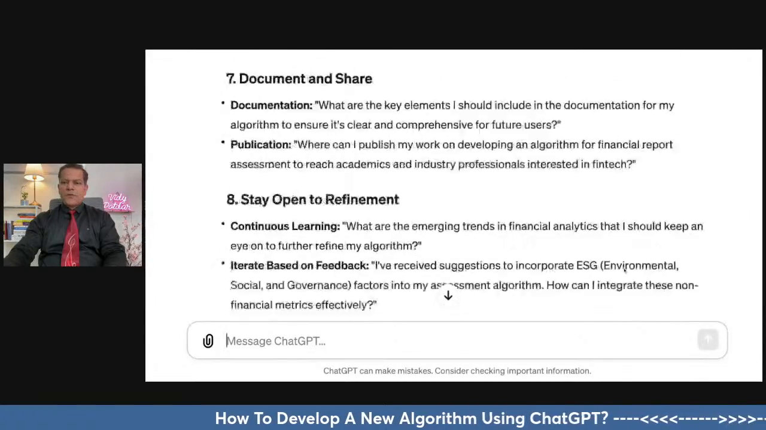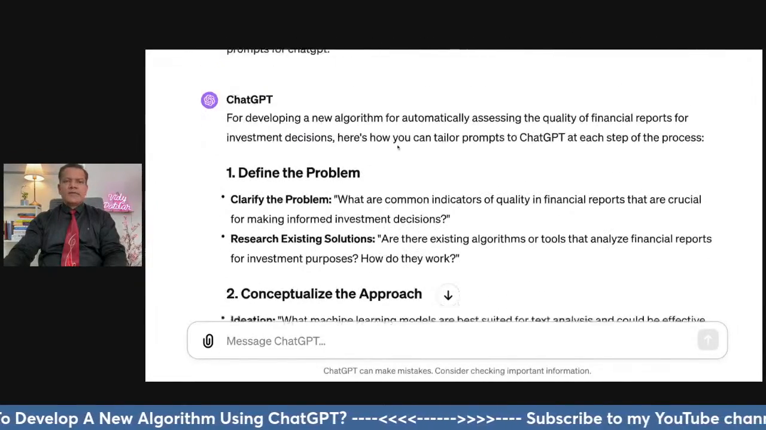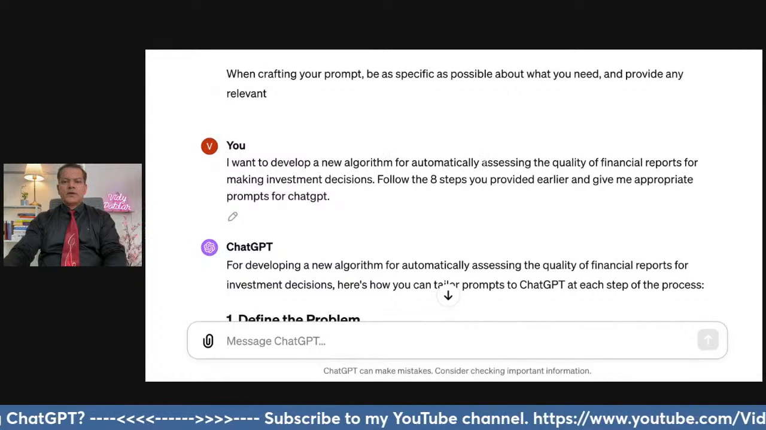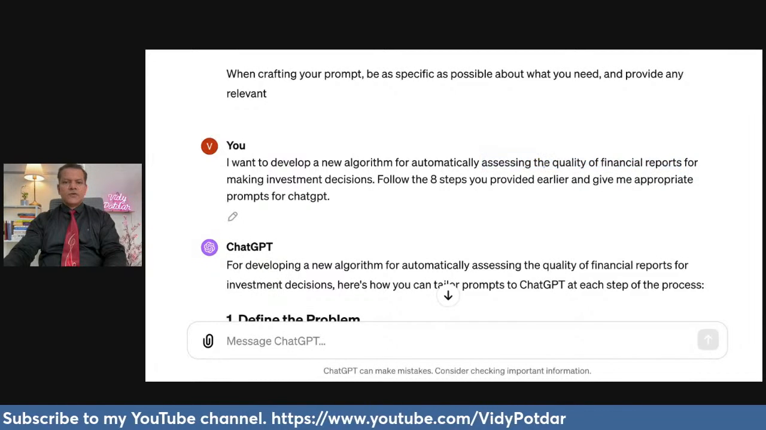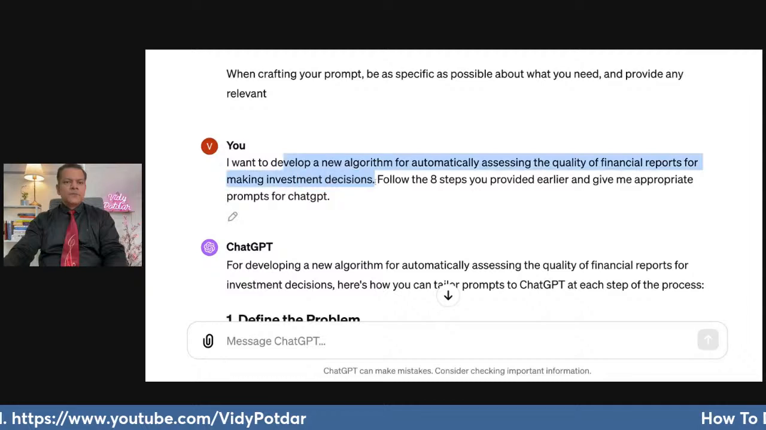Okay, so this seems to have worked. So what I gave was the problem that I want to develop an algorithm for assessing the quality of financial reports. This was my objective for designing a new algorithm. Maybe this algorithm exists or it doesn't, I don't know, but I just came up with this idea that I want to do this.